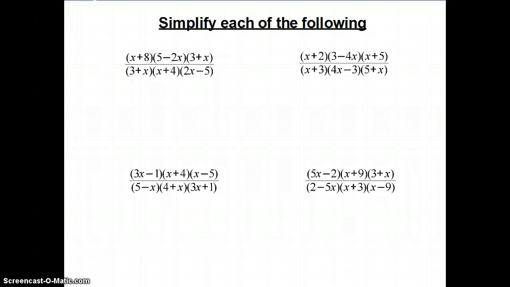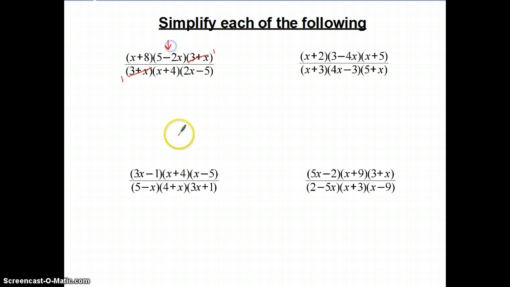So first, identical factors. I see a 3 plus x on the bottom and a 3 plus x on the top. Those cancel each other out completely. If you would like to write them as ones, you may. It doesn't really matter in this case. I see no more identical factors, but I do see a pair of opposite factors.